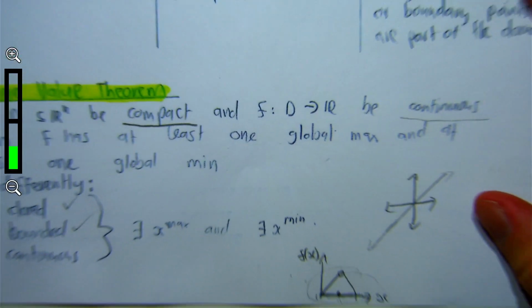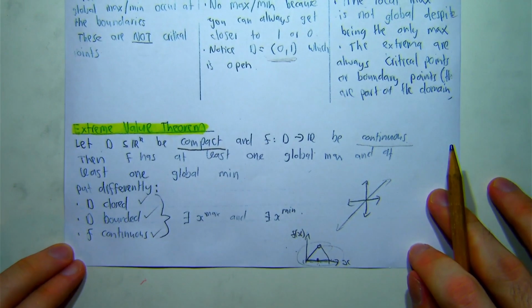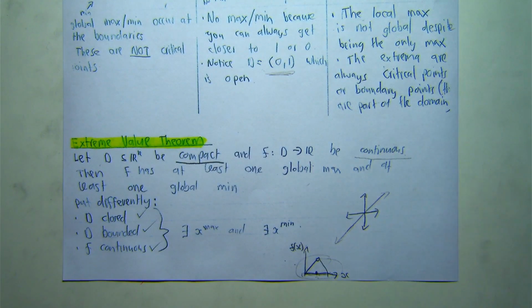Okay, so I hope these examples just give a bit of intuition as to why these three properties are important. And when we do have these three properties, we can conclude that there must exist a global max and a global min, and then we can apply our solution techniques to find them.